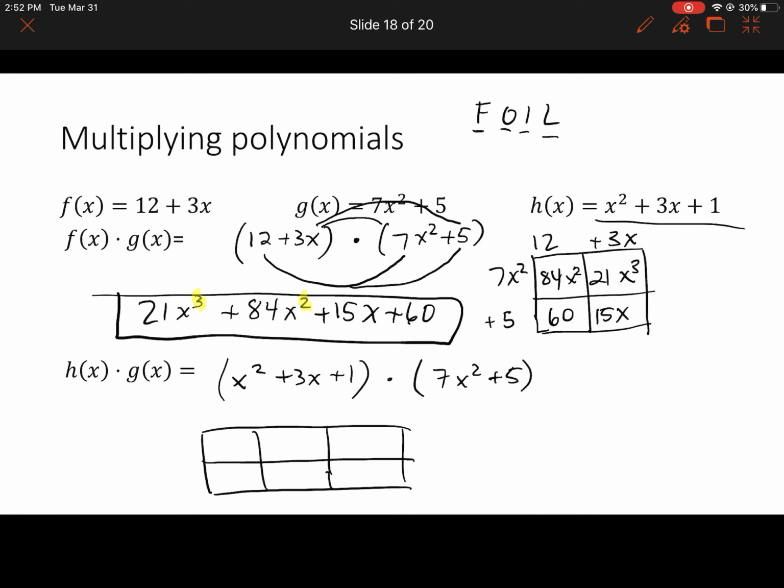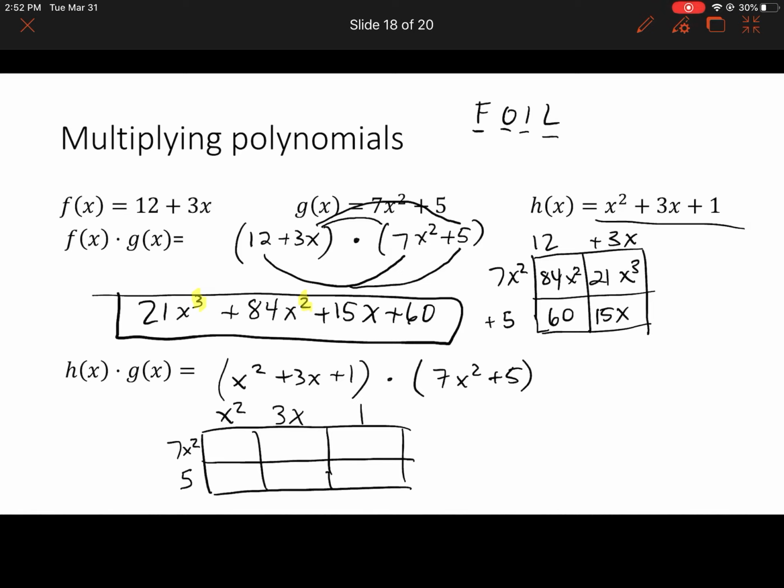For this one, I'd prefer you guys use the box method because it makes it a little less confusing. To multiply, notice I made 6 boxes this time. This is because we have 3 terms for the first one and 2 terms for the second one. I'm going to write those in at the top: x squared, 3x, and 1. On the left hand side, we have 7x squared and positive 5. We're just going to be multiplying the numbers out.